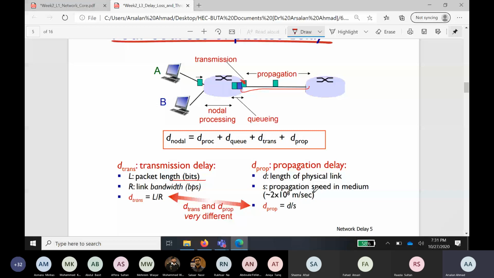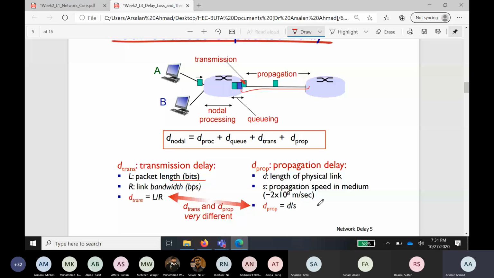And by the way, speed of light inside fiber is 2 into 10 to the power 8 meter per second. So we can take that number as a reference in our calculations. Propagation delay is actually between the routers, between two nodes, yes. Between two routers, between two switches, between any two nodes.